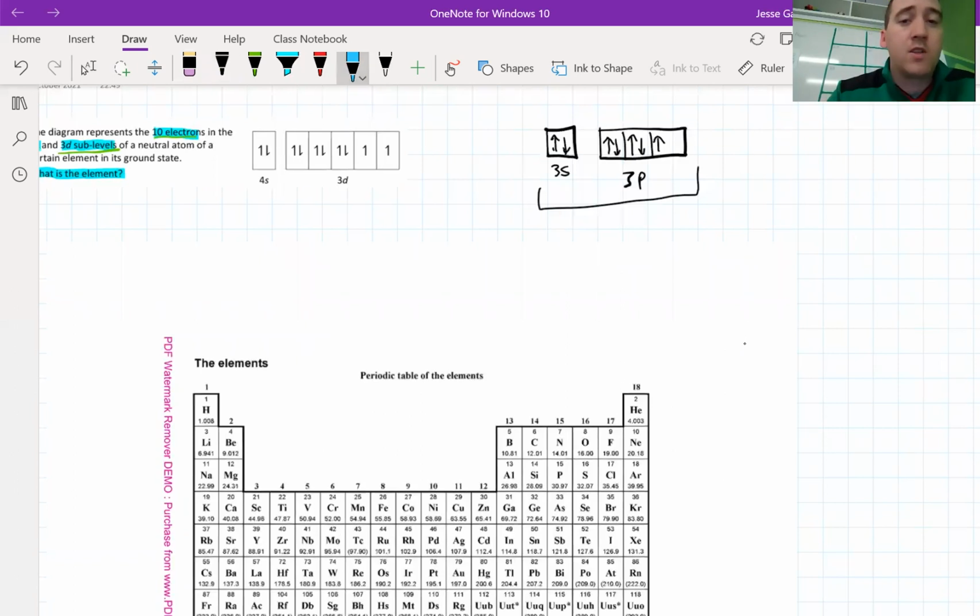Okay, so hopefully you were able to do that and you got the element chlorine. If you got chlorine, then you've got the hang of how to do this. The reason I know this is that this is the 3s sublevel, and there's 2 in there. And then we've got the 3p sublevel, which is in here, and we've got 5 electrons in here. So this is the 5th element here, and it's chlorine. Well done if you got that right and got the hang of it.